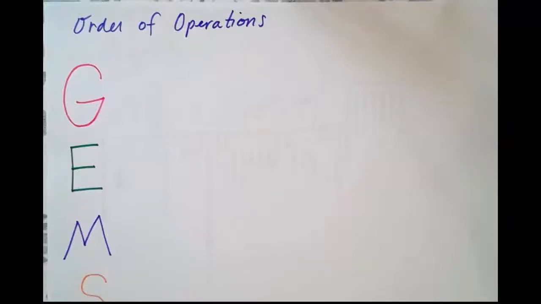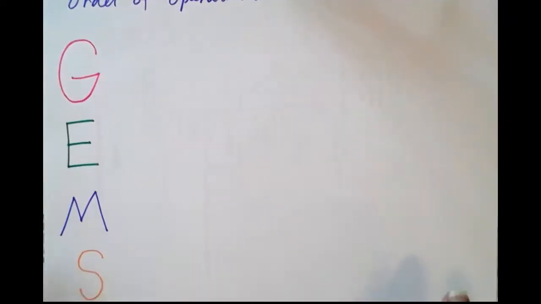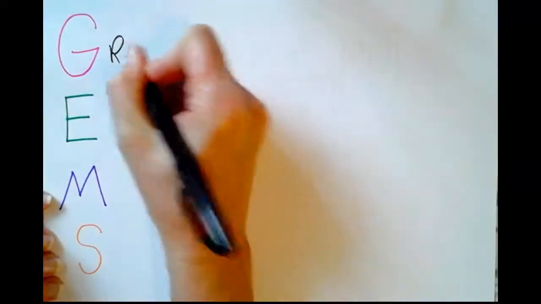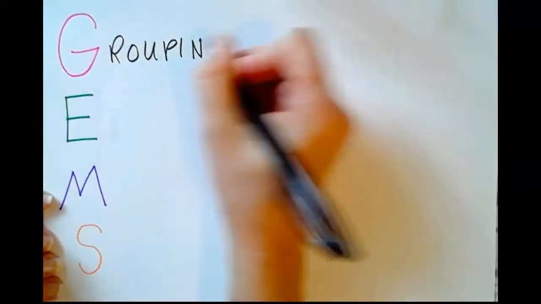Hello, Math Analysis. This is a video for order of operations review. So let me give you my quick acronym to help you remember how to do order of operations. We are always going to start with G, grouping symbols first.